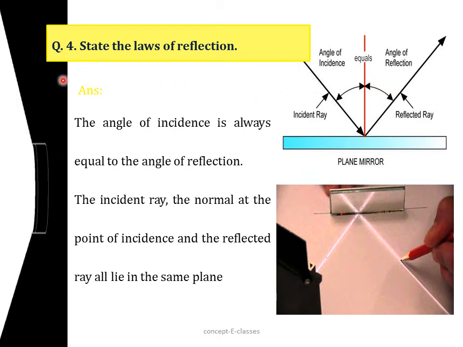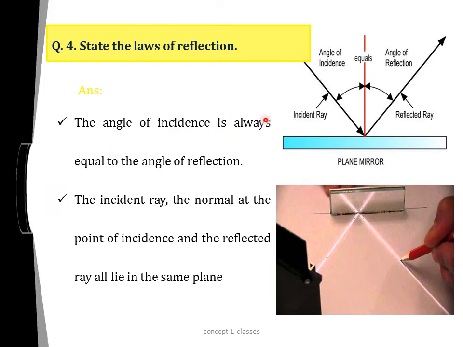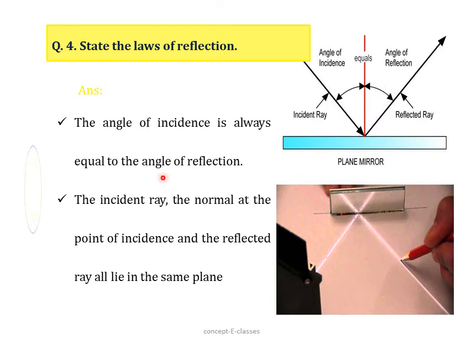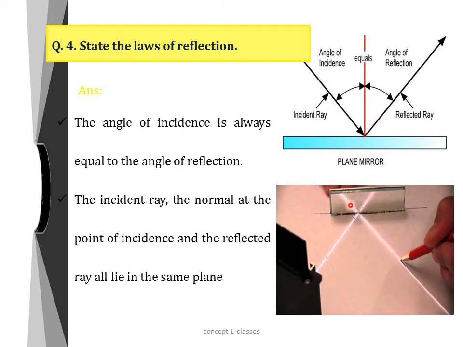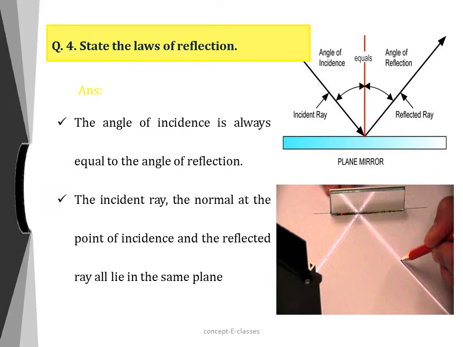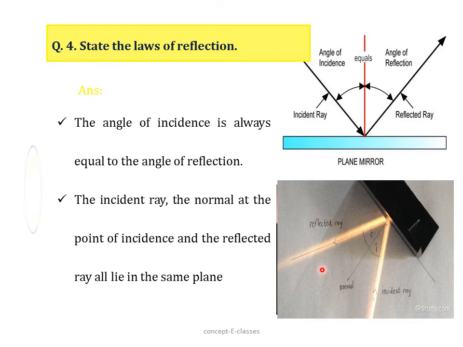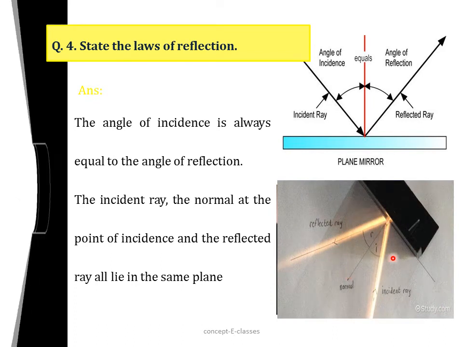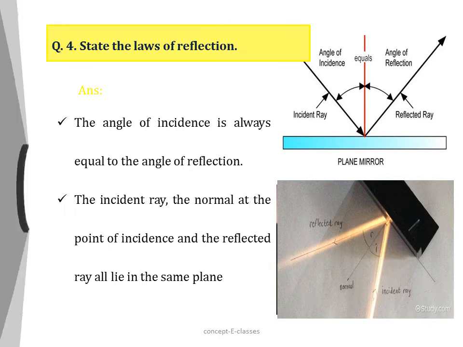So now let's see what the laws of reflection are. The first law of reflection states that the angle of incidence is equal to the angle of reflection, and the second law states that the incident ray, the normal at the point of incidence, and the reflected ray all lie in the same plane. So these are the two laws of reflection.